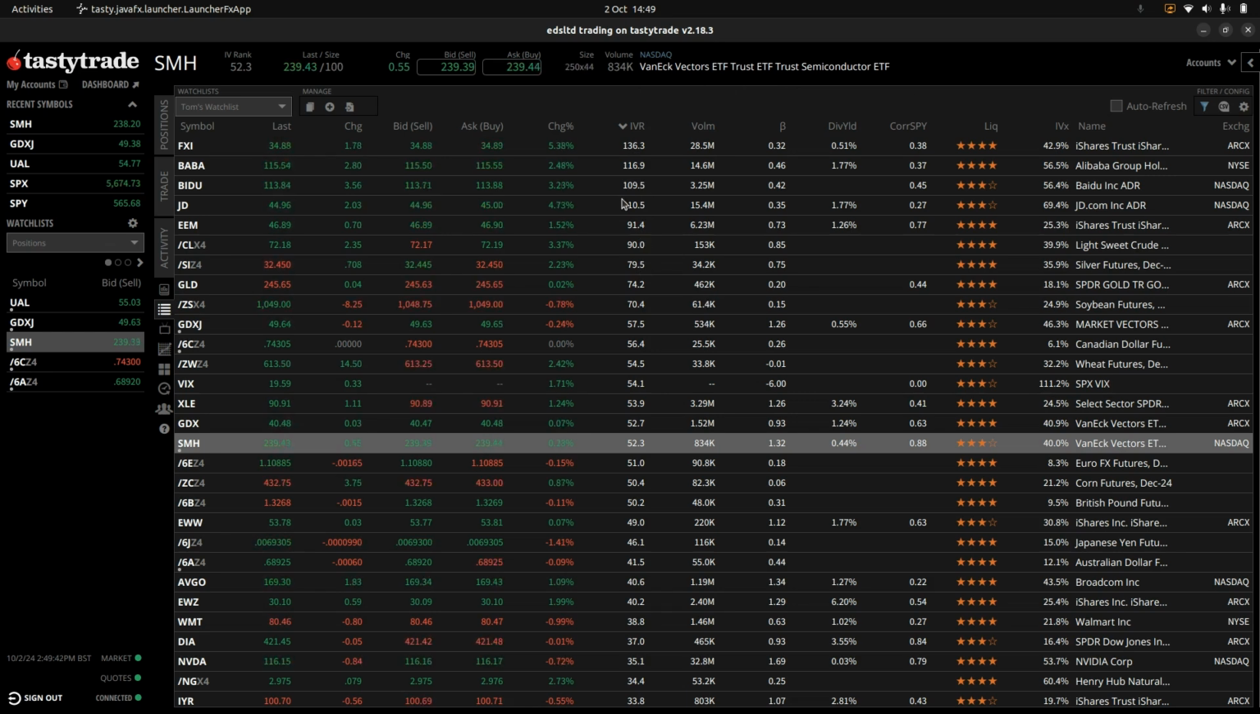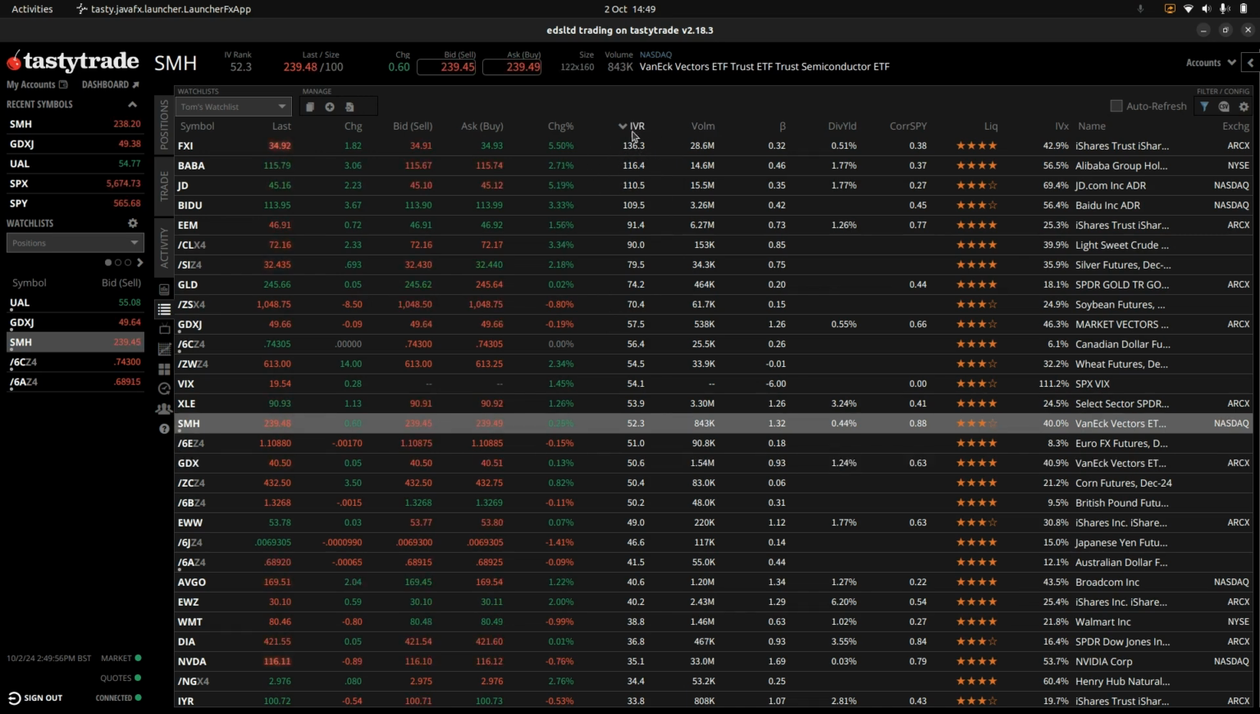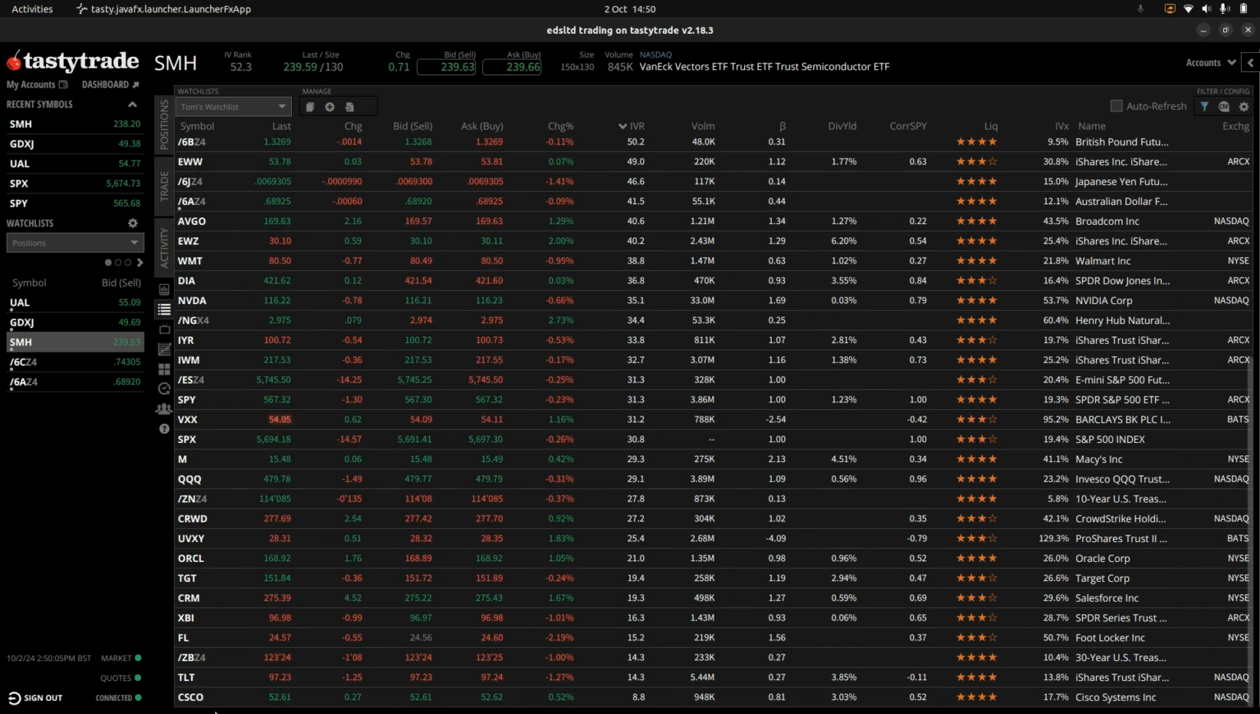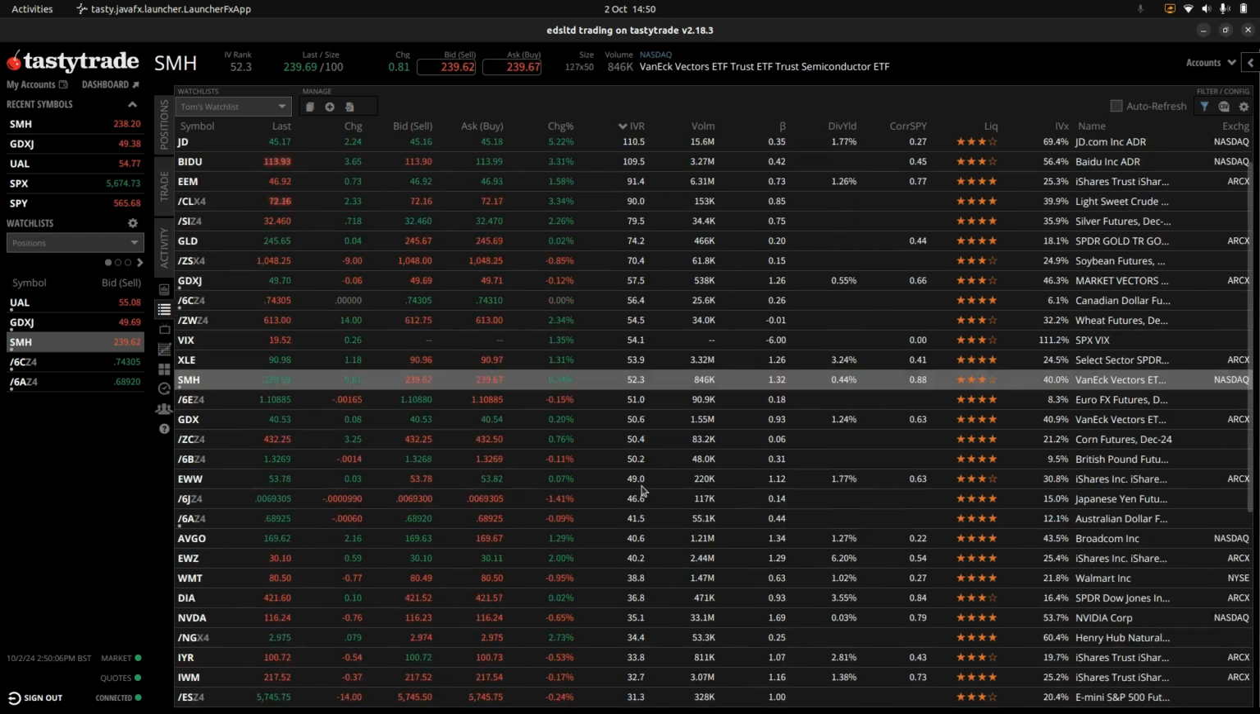The reason for this is because we want to sell when volatility is high and play the contraction back down to the mean and potentially even lower. And so that's why we want to be ranking everything, or sorting everything, using IV rank. So at the top here we've got FXI with an IV rank of 136, and at the bottom we've got CSCO with an IV rank of 8.8.